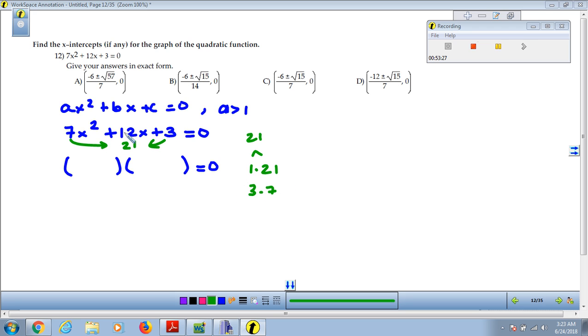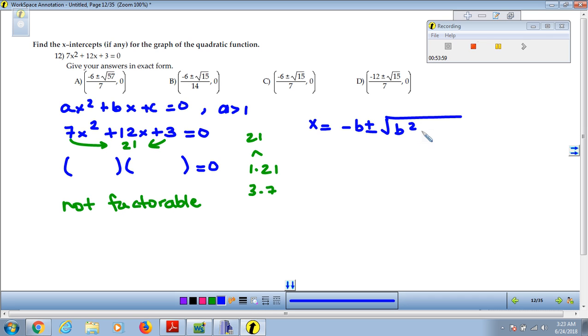Added together, they need to give me 12. So I don't think that's going to work. 1 plus 21 obviously is not 12, 3 plus 7 is not 12 either. So then this is not factorable. So this is what I'm telling you. If it is factorable, good. But if it is not, I just wasted my time. And since the very beginning, I could have started finding the solution with this. Because after all, what they're asking me here is find the x-intercepts. So find the solutions.